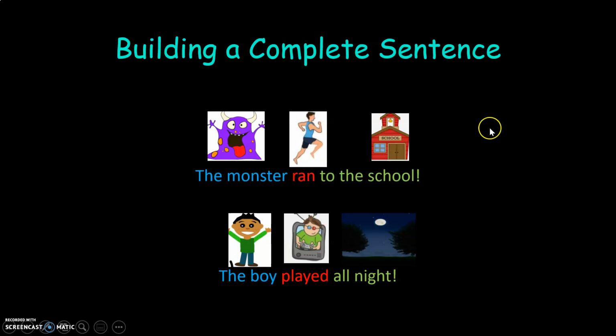Here are some examples of how to use our three W's, the who or the what, the did what, and either a when or a where, to build a complete sentence. The monster ran to the school. Okay, so in this sentence, my who or what, my subject noun would be the blue words, the monster. Ran would be my action verb, that word is red. And my when or where would be the green words, to the school. So that sentence is complete because it has three of the W's. The monster is one, ran is two, to the school is three.